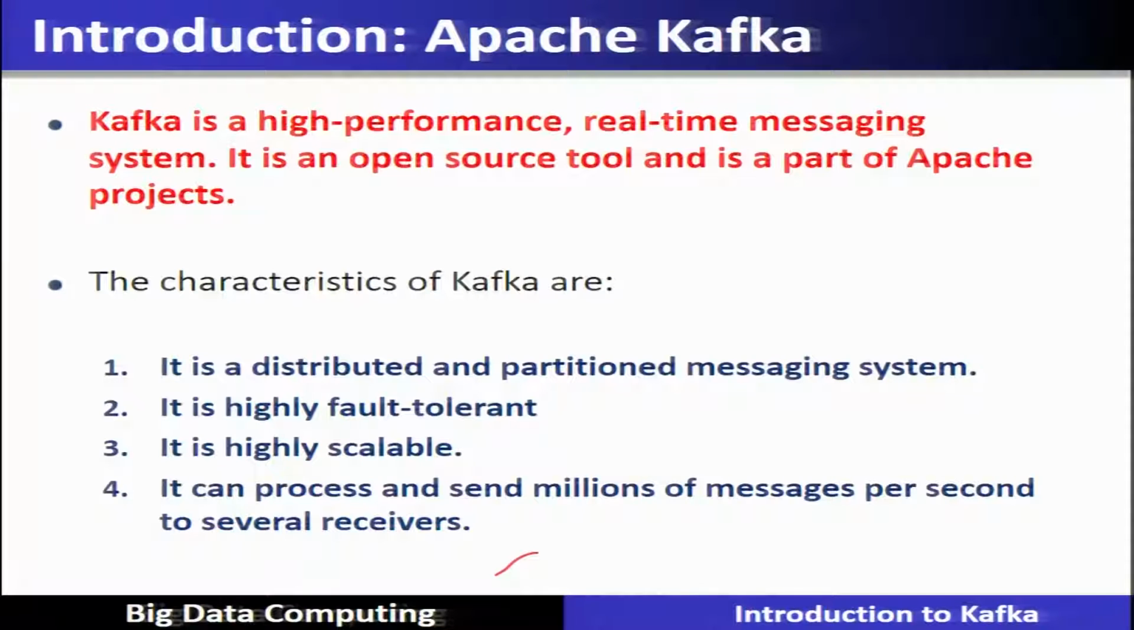So, Kafka is a high performance real time messaging system, and it is an open source tool and is part of the Apache project. The characteristics of Kafka are: it is a distributed and partitioned messaging system. It is highly fault tolerant, it is highly scalable, it can process and send millions of messages per second to several receivers.